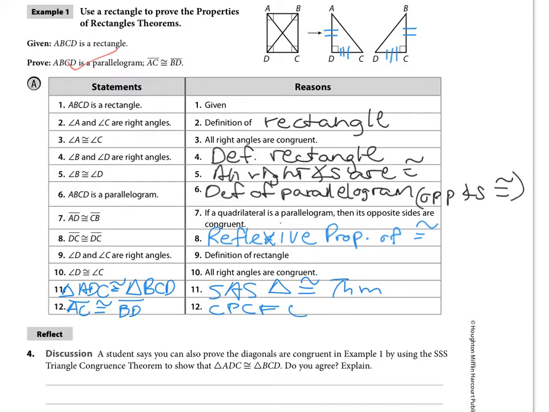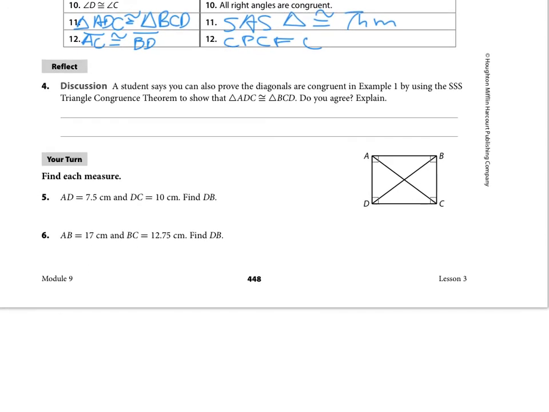The next thing I want you to work on is at the bottom of this page here, under the Your Turns, where we're going to be finding each measure. Just a quick little hint here. Remember how we pulled apart the diagrams for the proof? What we're going to do is ask you to go ahead and think of these as two separate, overlapping triangles here. And of course we know we've just proven that the diagonals of a rectangle are congruent. So notice what it's asking you for.